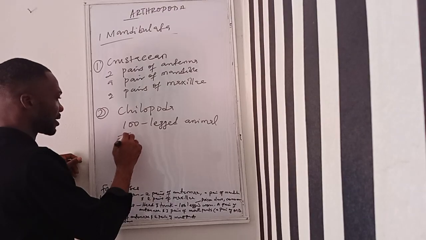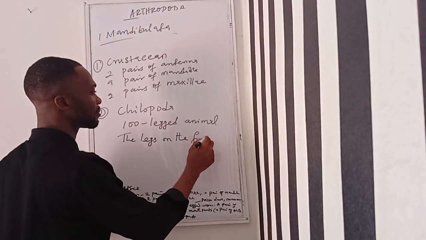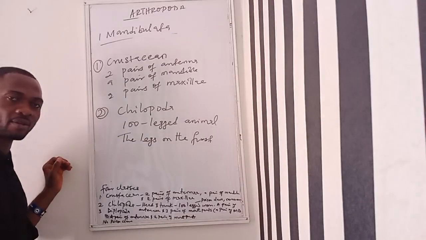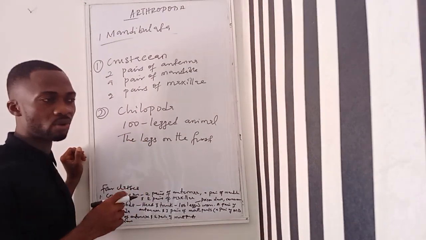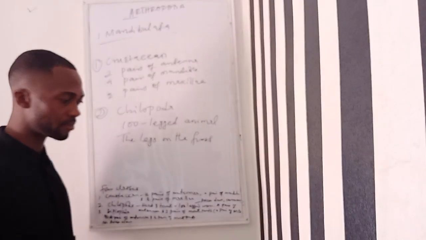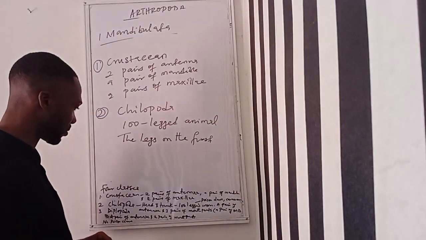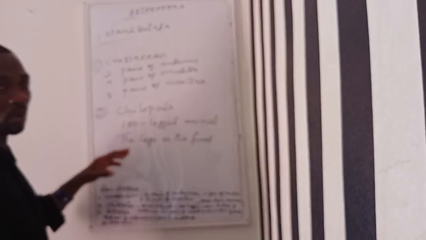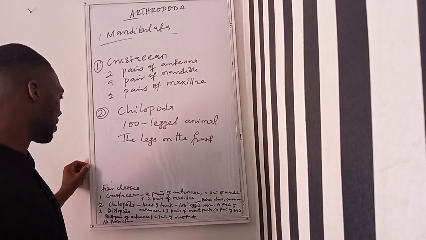So, like I said, they have poison claws. The appendages on the first segment are the ones that are modified as poison claws, which is of course an advantage to the organism because it also helps in protecting the organism from predators. So the poison claws are found on the first segment. Then we'll have the next one, which is Diplopoda.